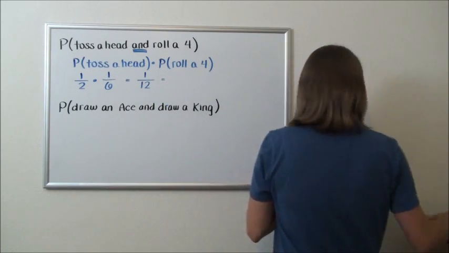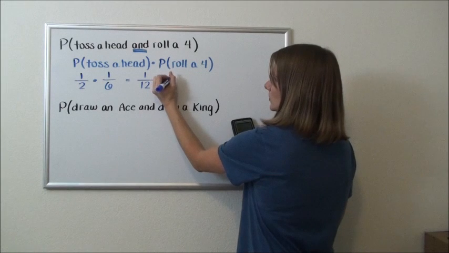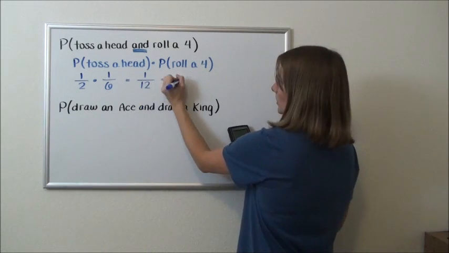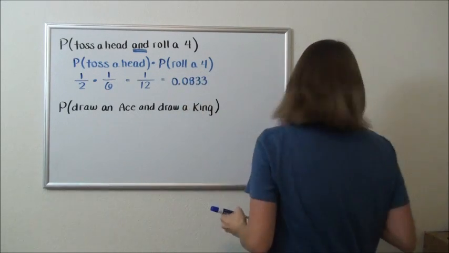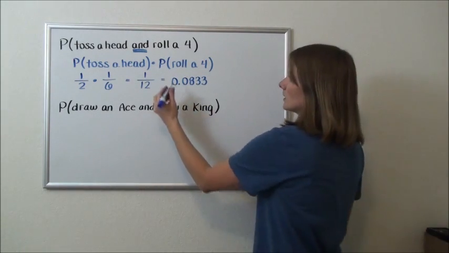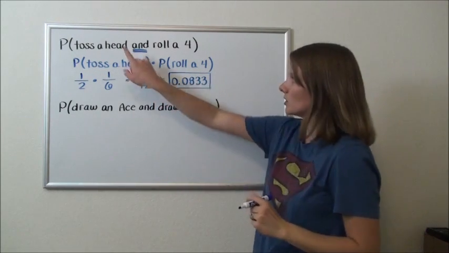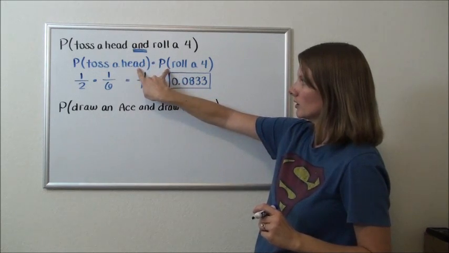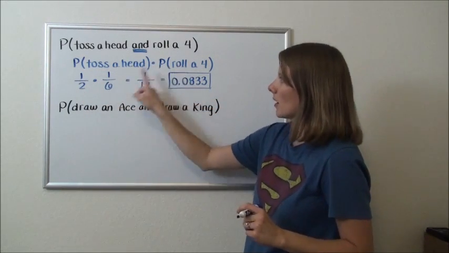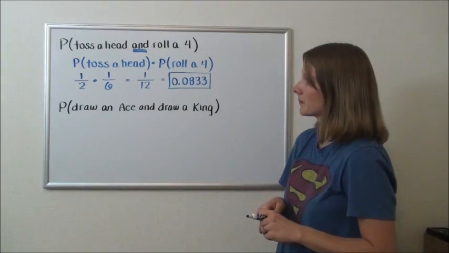And if I go to my calculator and I divide 1 divided by 12, I get a decimal. And remember, for our class, we're going to round all of our probabilities to 4 places. So I would round that to 0.0833. So again, I'm showing how my formula applies. The and turns into multiplication. I show what each of my probabilities are, I multiply them together, and I round my answer to 4 places.